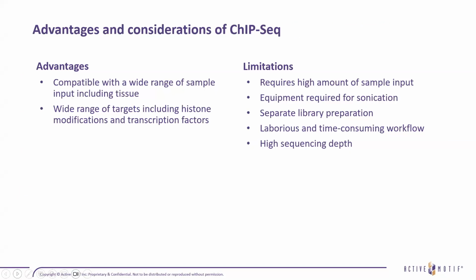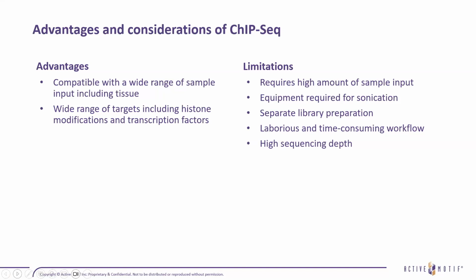Next, I'm going to talk about the advantages and considerations of ChIP-Seq. The advantages include the wide compatibility with a wide range of sample input, including tissue, as well as a wide range of targets, including both histone modifications and transcription factors. However, there are limitations to this method. One of the biggest limitations is the amount of sample that's required. This method does require a large amount of cells or tissue, whatever your input may be.